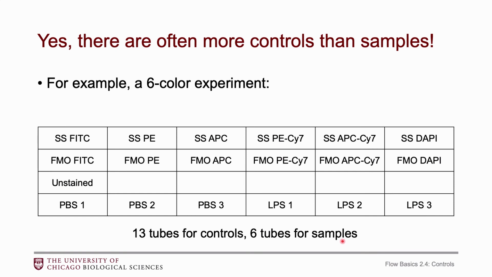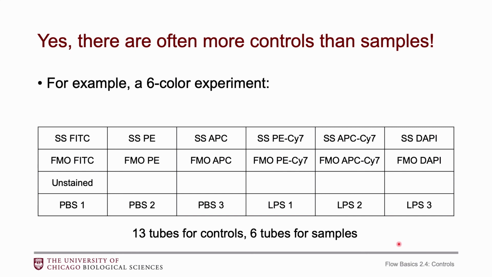Now, you're probably starting to realize that there are quite a few controls, and that means you often end up with more controls than samples. So here's an example of a 6-color experiment. We have 6 single stain controls, 6 FMOs, 1 unstained, and then 6 tubes for samples. So we have 3 unstimulated and 3 stimulated. That means we have 13 tubes for our controls and 6 tubes for our samples. This, unfortunately, is quite common for a flow cytometry experiment, which means you end up with quite a few tubes.